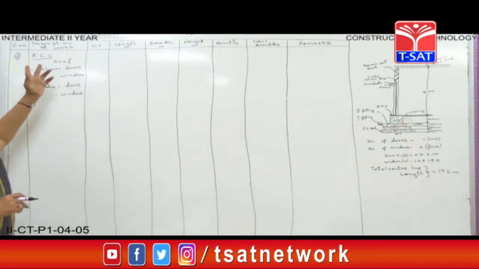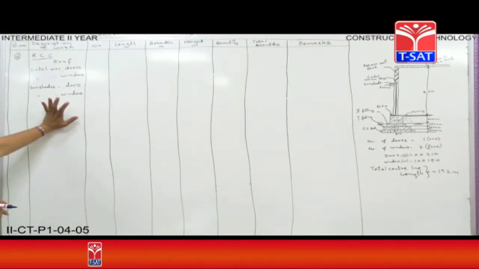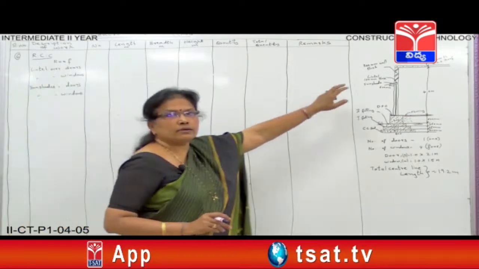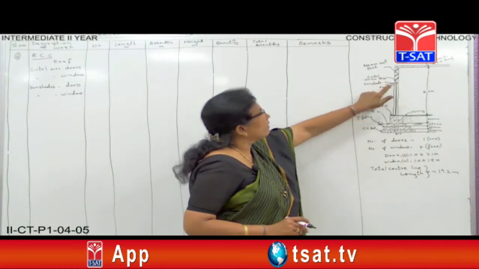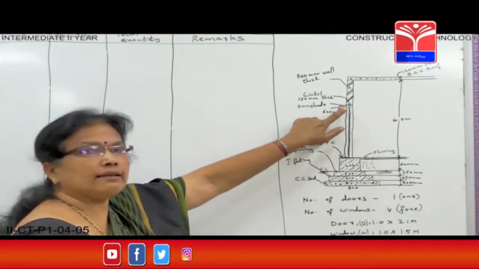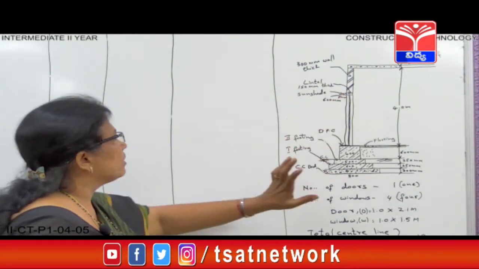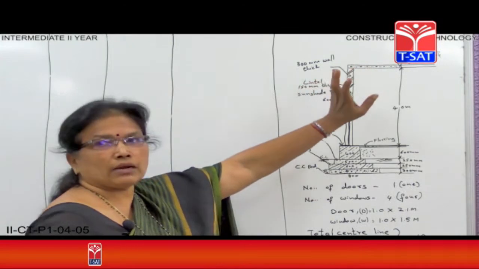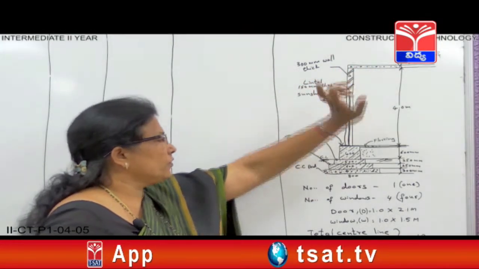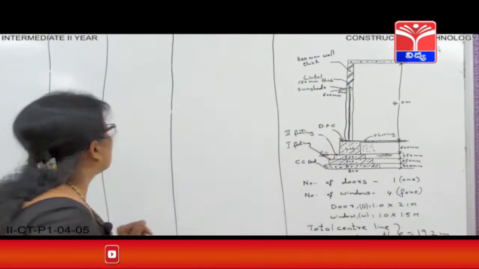Now coming to RCC. Your next item is RCC. So in that RCC, what are the items? Roof, lintel and sunshade. For every door there is a lintel, and for all the windows we will be having sunshades and lintels. So first we have to calculate the RCC for roof, for one door and for 4 windows.